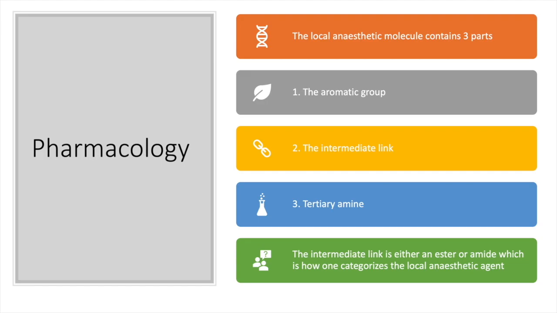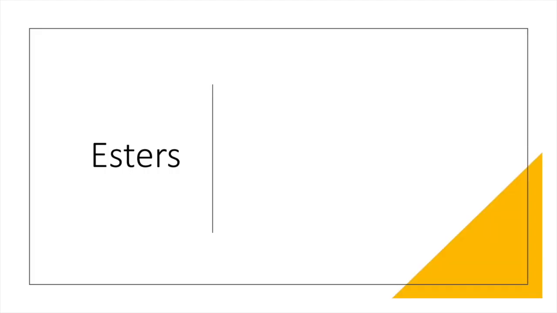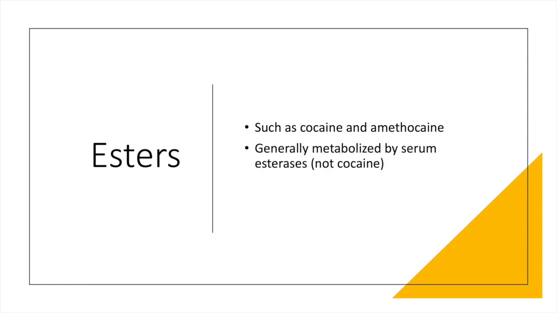So taking the esters first, examples are cocaine and amethocaine. The esters are generally metabolized by serum esterases. However, cocaine is a little bit different, and that's hepatically metabolized, and I'll talk a bit more about that in a second. The other thing to say about the esters is that there is an increased risk of allergic reactions, and this is because of this molecule called PABA, which is para-aminobenzoate. It's a metabolic intermediate, and so that can lead to allergic reactions.